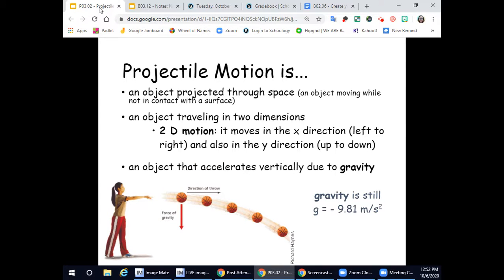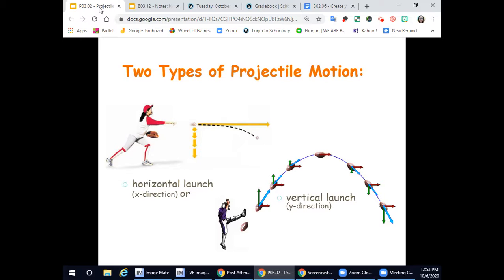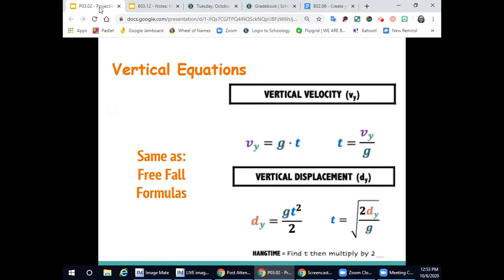Again, projectile motion is an object projected through space. It's an object traveling in two directions. We have the x direction, which is left to right, and the y direction, which is up and down. Remember, everything is still affected by gravity, which is negative 9.8. Again, there are two types of projectile motion, horizontal launch and vertical launch. Horizontal is just throwing something straight across and then it falling to the ground. Vertical launch is kicking something up into the air at an angle.